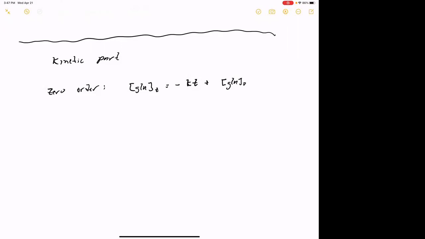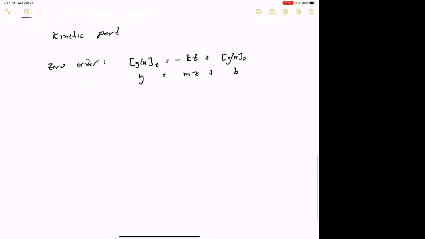All right, so obviously what we have is something here that's in the linear form, y equals mx plus b. So if we have a 0 order reaction, what are we going to plot to test? Well, we're going to plot the concentration of glucose as a function of time. So that's going to vary as a function of t. Now, the sign here says we should get a negative slope for this. So if we have a 0 order reaction, what we're going to get is a straight line with a negative slope, okay?